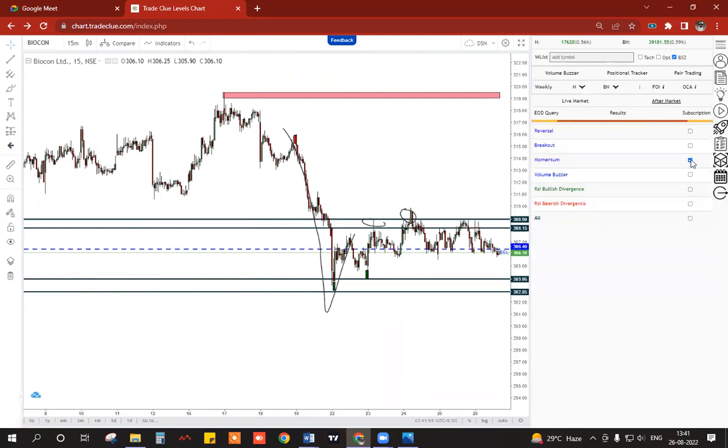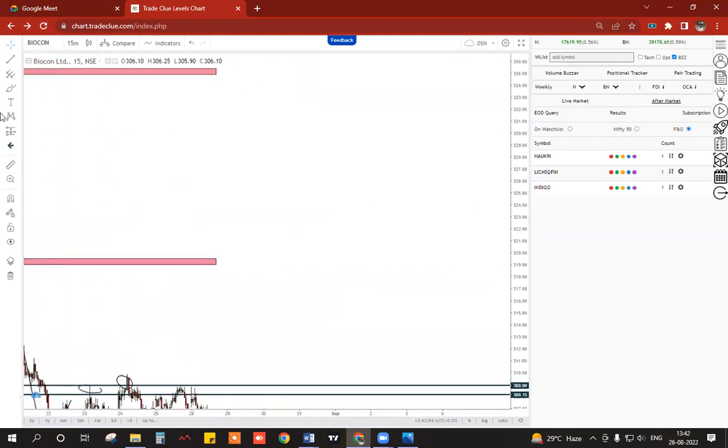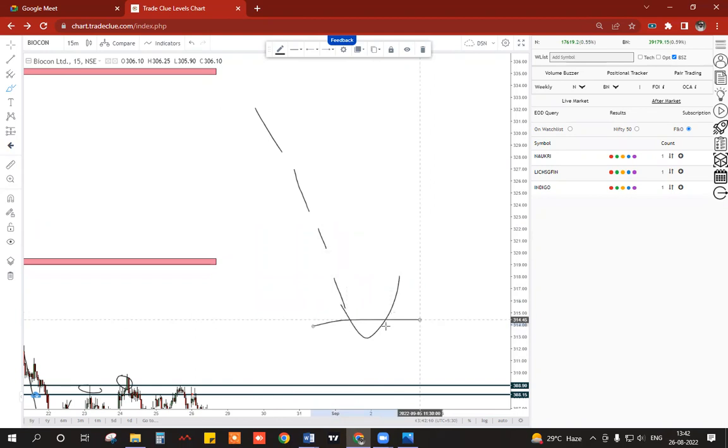So for reversal, I will be selecting reversal queries. Now reversals, we have certain stocks. Now we need to understand, for reversal, I need a good downfall. First of all, I need a good downfall, and then the stock should reverse from a major support zone. Now, what will be this major support zone? We'll understand from the document.